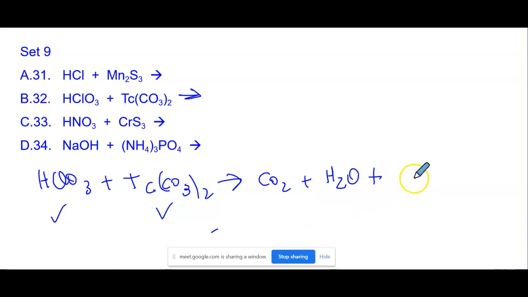What front have I not used yet? Good. And what back have I not used yet? Awesome. Nice job. So these are great. CO2 and H2O we know are perfect. We just have to get these two set together.